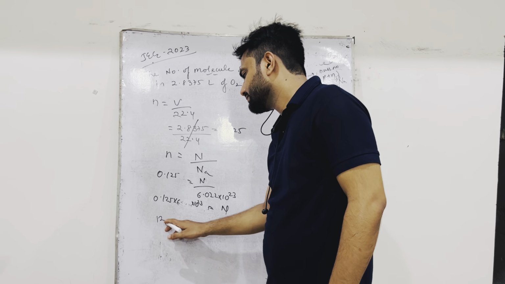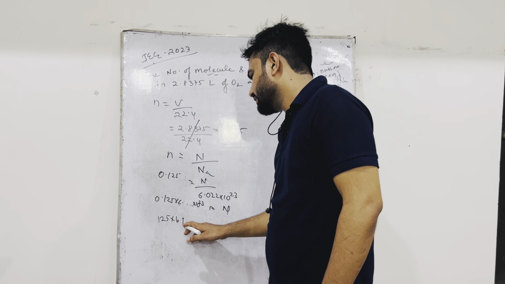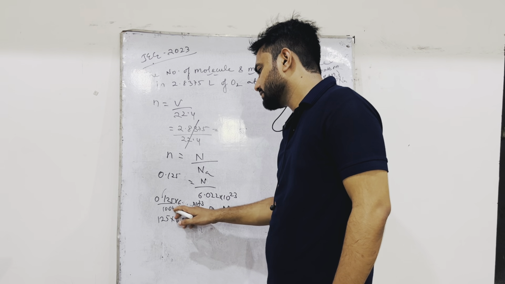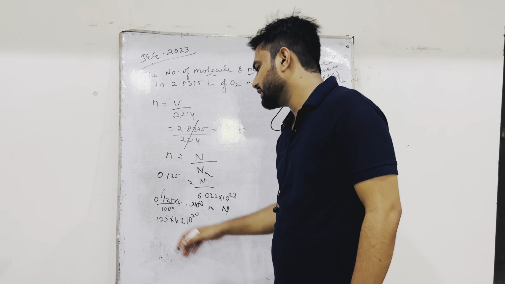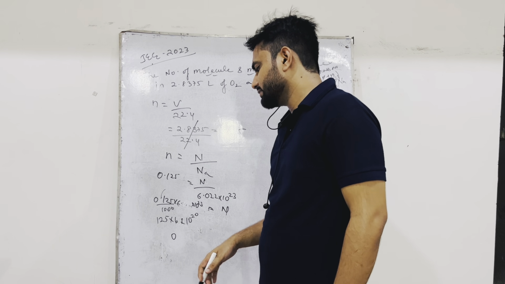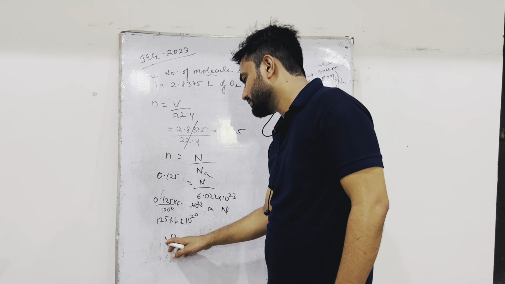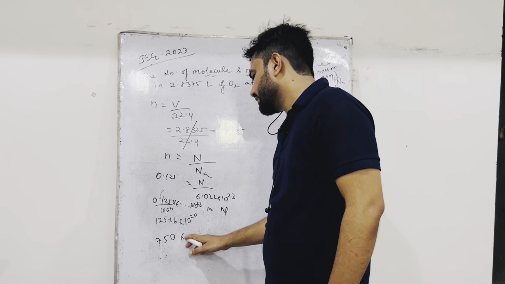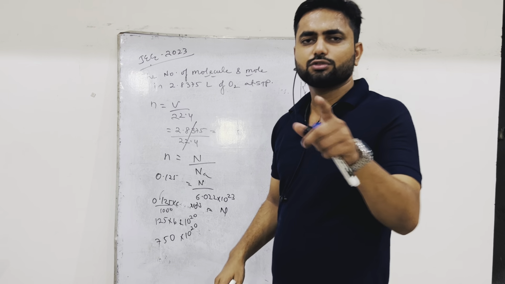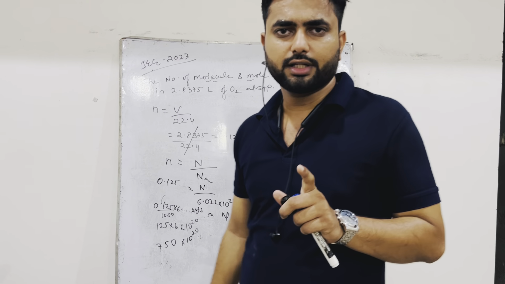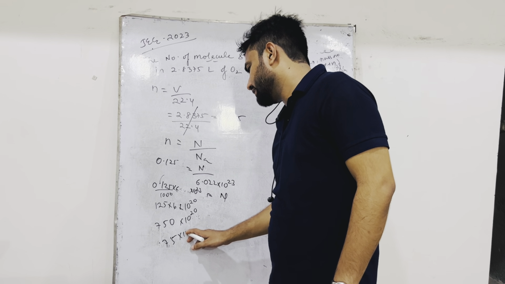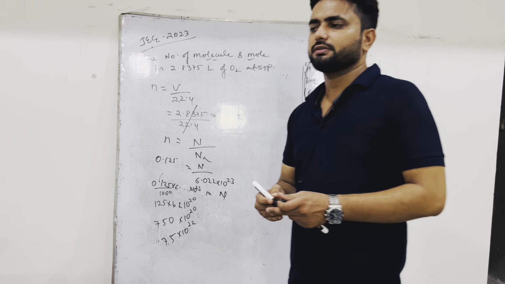After solving this, what do we get? 125 into 6 into 10 power 20. After multiplying this, 6 5 30, carry 3, we get 750 into 10 power 20. But the answer should always be in standard form, and in standard form this is 7.5 into 10 power 22. This one is the answer.